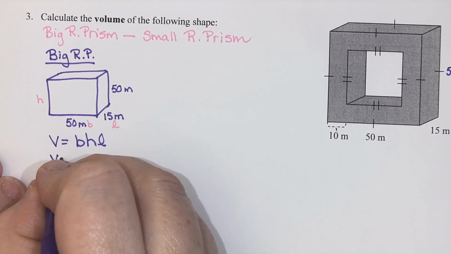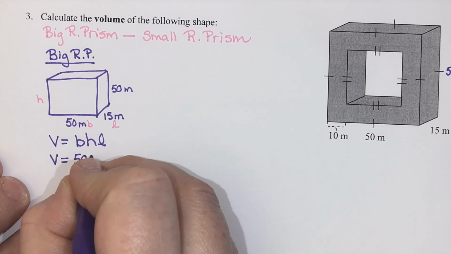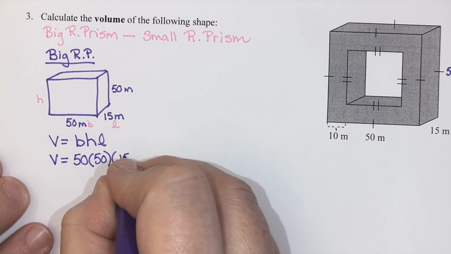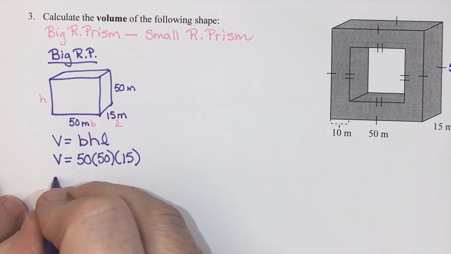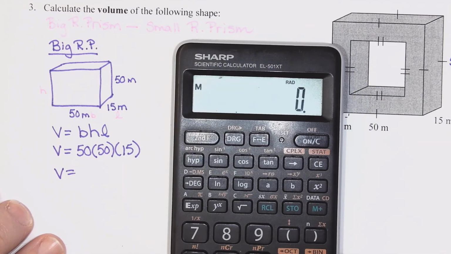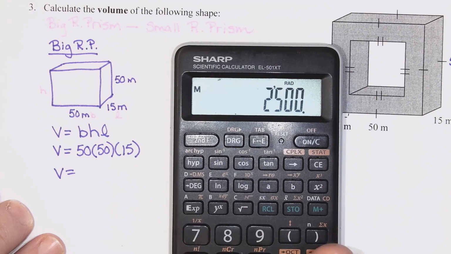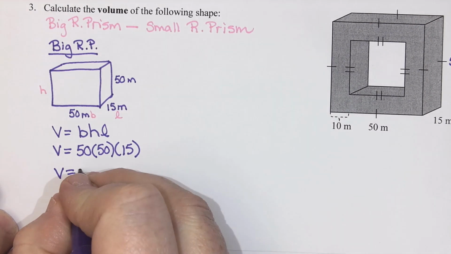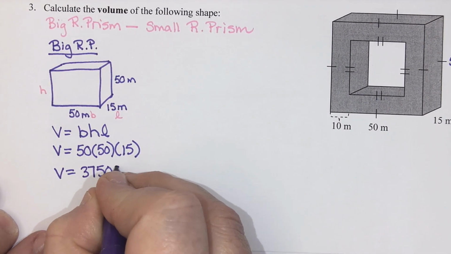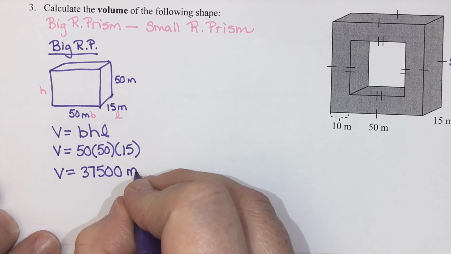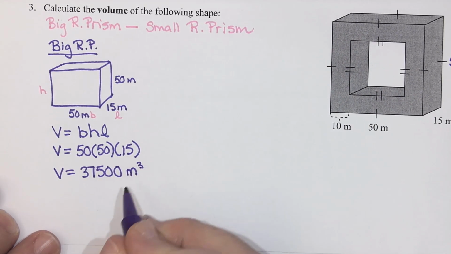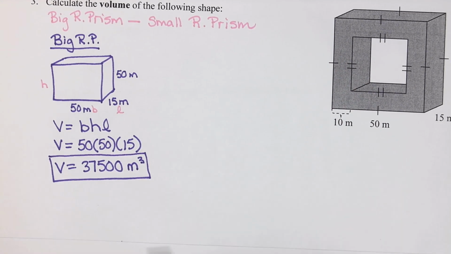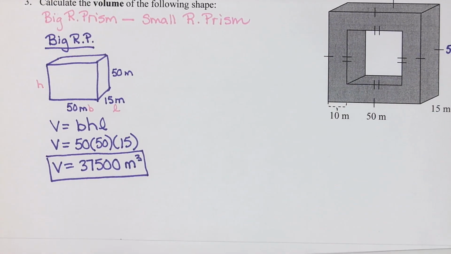So I now know my base, my height, and my length. So the volume is going to be 50 times 50 times 15. All right, we're going to multiply those together. So 50 times 50 times 15 is 37,500. All of those were meters, and I multiplied 3 of them together, so that would be meters cubed. So that is the volume of the large rectangular prism, so the big one, if I did the whole thing without the hole in the middle.